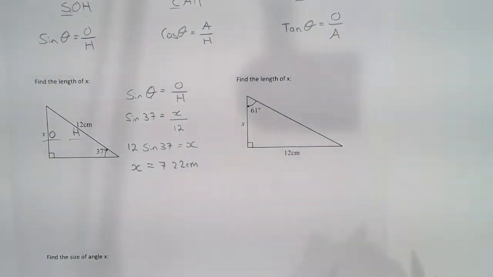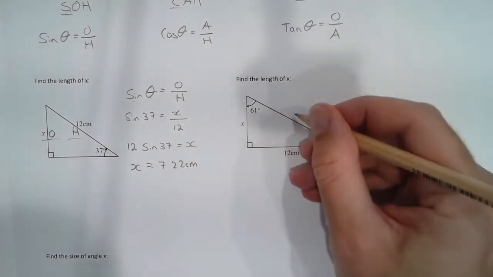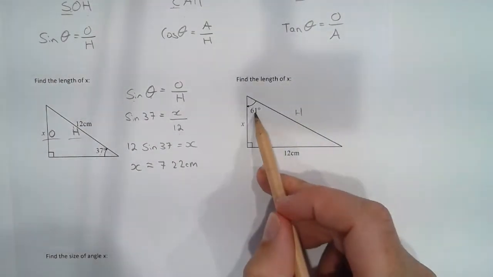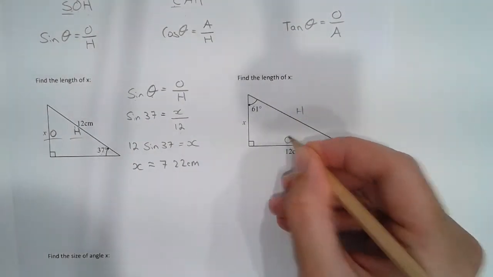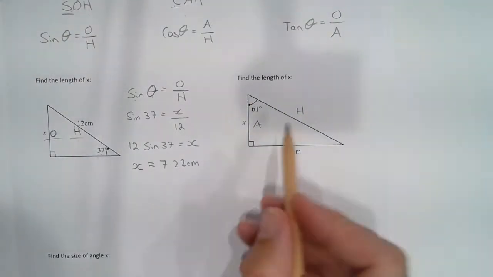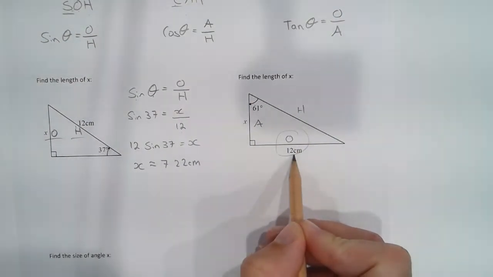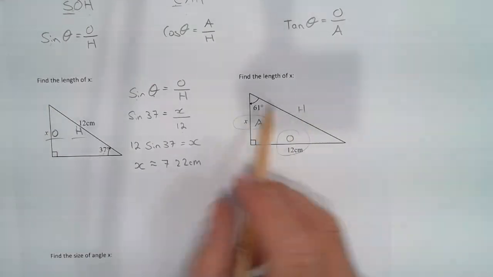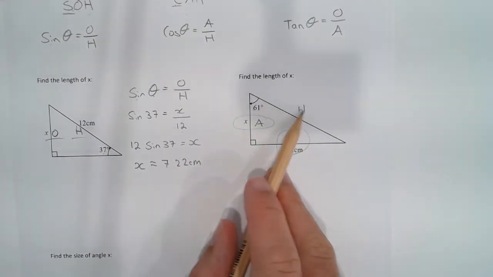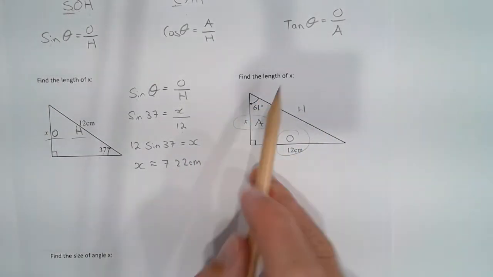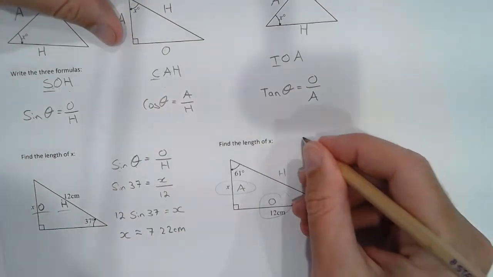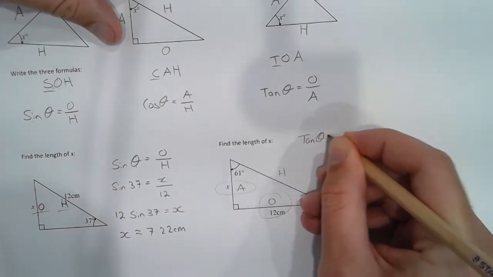For the second one, I'm going to do it in the same order. First we label it. That's the hypotenuse. If that's the angle we're using, that's opposite the angle, and the other one must be A. So we've got O in the question, and we're trying to find A. We're not using H. There's no number there, and no letter there. O and A is tan. So step one, write the formula. Tan theta equals O divided by A.